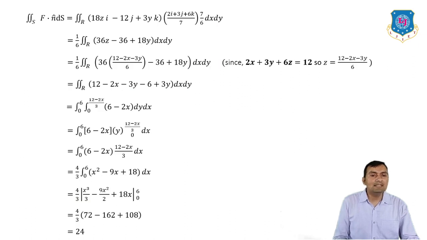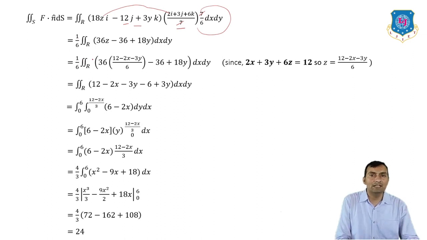Now let us see how we can solve this double integration. Whatever we are given, that F(r), this is the n cap, and whatever we have for dS, we are going to replace over here. Now let us simplify. So i dot i will be only 1. So 18z into 2, that is 36z, minus 12 into 3, so it will be minus 36 plus 3y, and into k. So we have 18, 1, then dx dy is there. And whatever we have, this 7 is going to be cancelled out, and 1 and 6 will be common from this double integration.